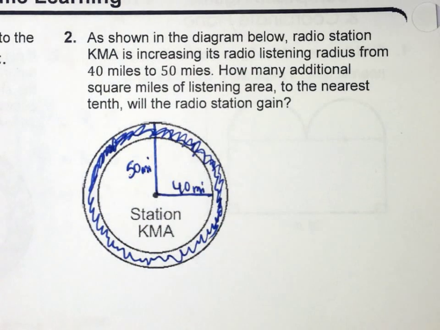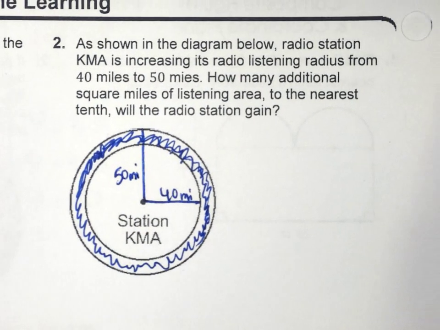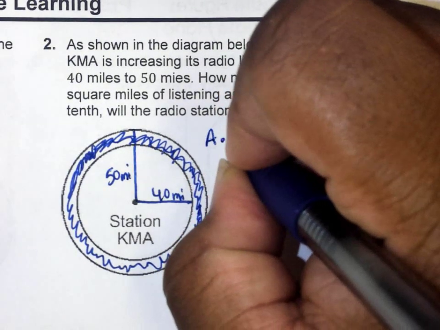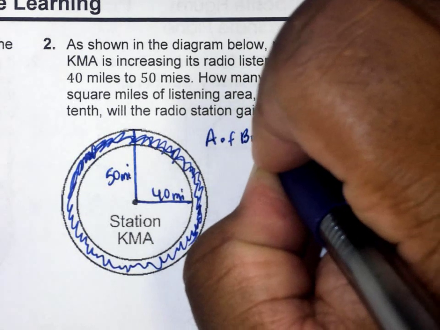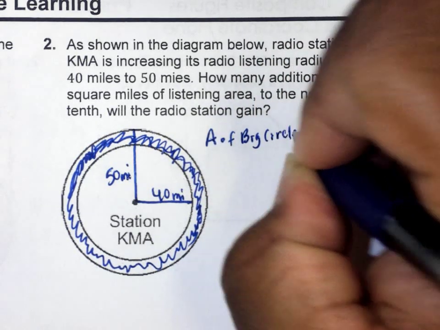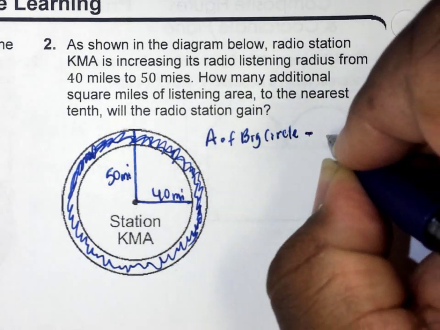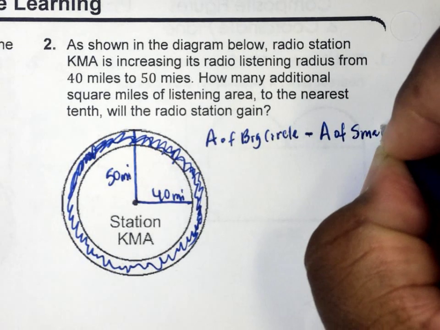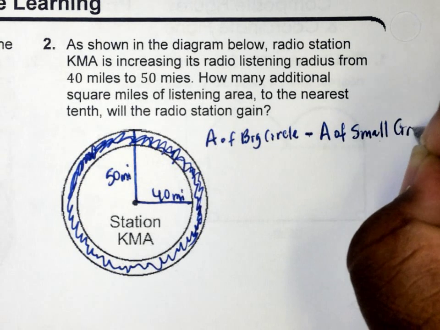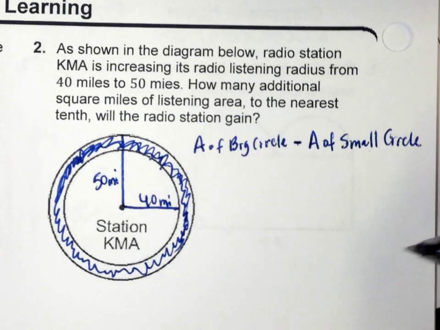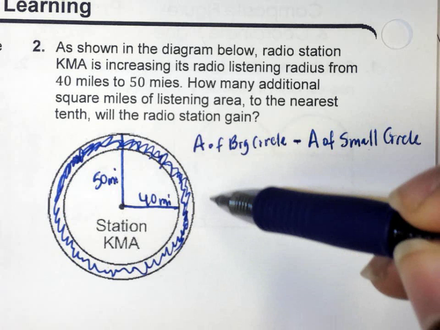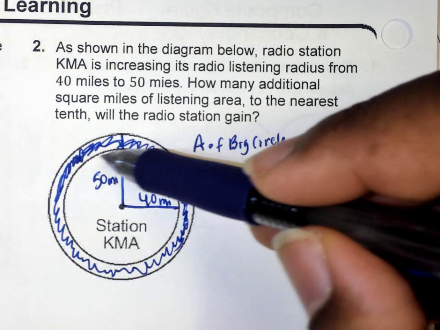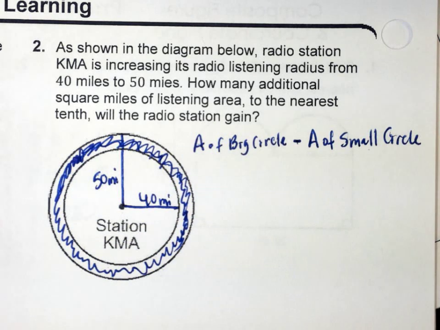To figure that out, I want to know the area of the bigger circle, or the big circle. And I'm going to take that and subtract from it the area of the small circle. And that'll give me that additional area right here. Y'all follow what I just said? The big circle subtracted by the smaller circle will give me this additional area that we got in here.